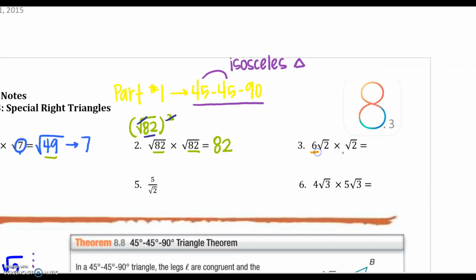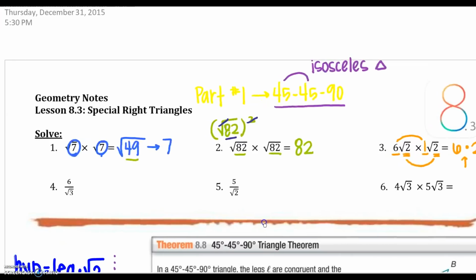All right, moving on to number 3. What's outside the house talks to what's outside the house, and that's understood 1. And then what's inside the house talks to the inside the house. So 6 times 1 is 6. And we know that the square root of 2 times the square root of 2 just becomes 2. Whatever is outside or becomes outside is multiplied. So that answer is 12.